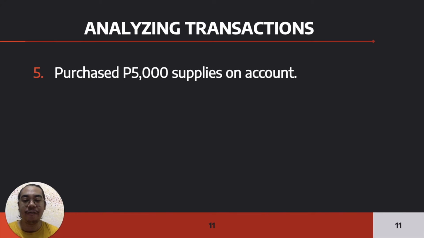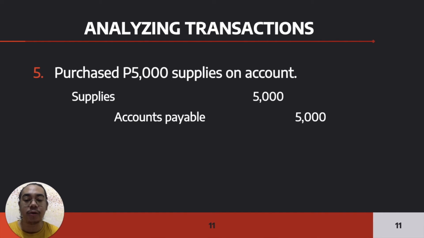Transaction number 5. Purchased 5,000 supplies on account. Pag may nabasa kayong word na on account, ibig sabihin nun nangutang ka pero short term lang. Ang tawag natin doon, accounts payable. Dahil bumili ka ng supplies, nadagdagan yung supplies mo, so debit supplies, 5,000. At dahil nagkaroon ka ng utang, nadagdagan din yung liability mo, kaya credit, accounts payable, 5,000.